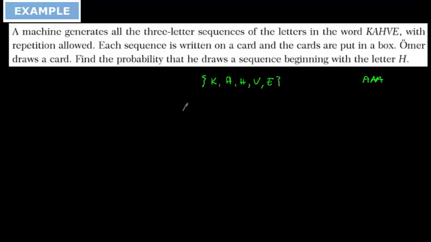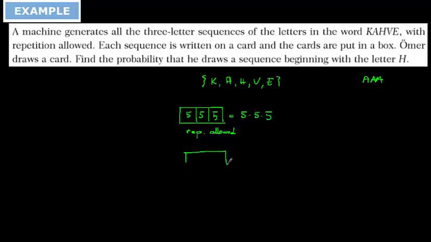Firstly, let me remind you how many different ways we can write the 3-letter words. Here it's going to be 5 for the first place, 5 for the second place, 5 for the third place, because repetition is allowed. So it's equal to 5 times 5 times 5.